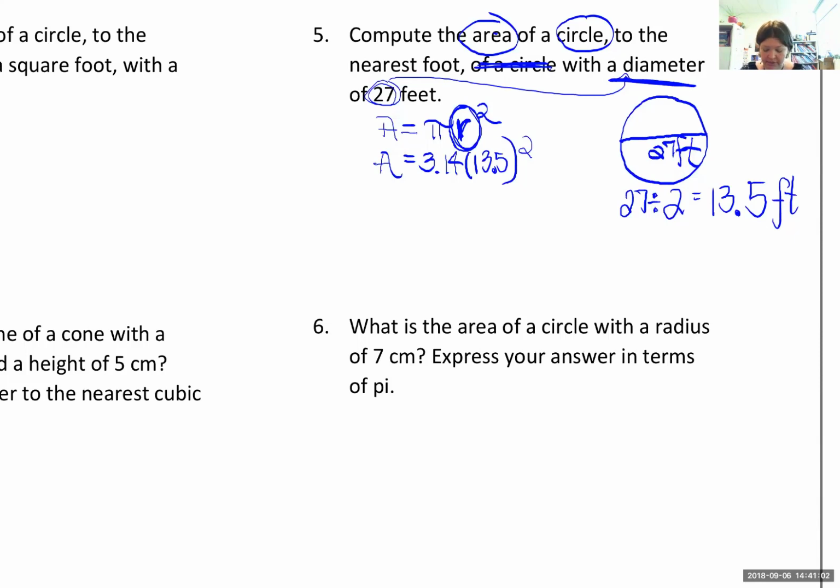Now I'll just plug it into the calculator. Now's the easy part. 3.14 parentheses 13.5 close parentheses and then square with the x squared button. And I get this nice nasty number, 572.265. Everybody good with that? Yes. Okay, cool. Do I have any rounding directions to follow? Round to the nearest foot.